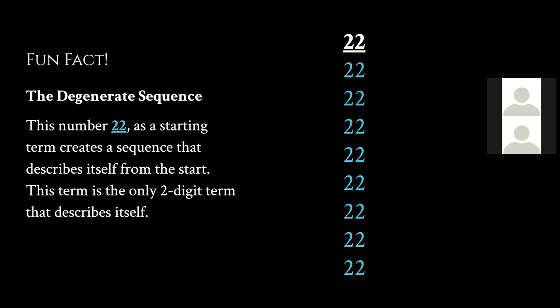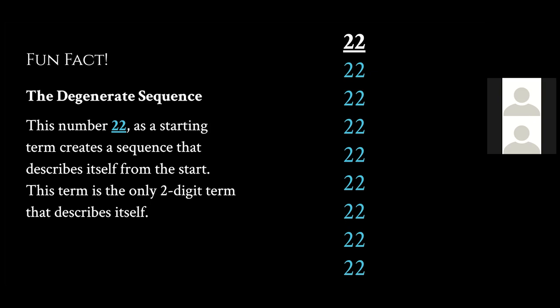So because zeros crushed our souls, we thought we'd lighten the mood with a little fun fact. And so this is the degenerate sequence. It's 22, or 2-2. And as you can see, there's 2 2s and 22. So right off the bat, it's going to describe itself. This is the term that only has 2 digits and still describes itself.